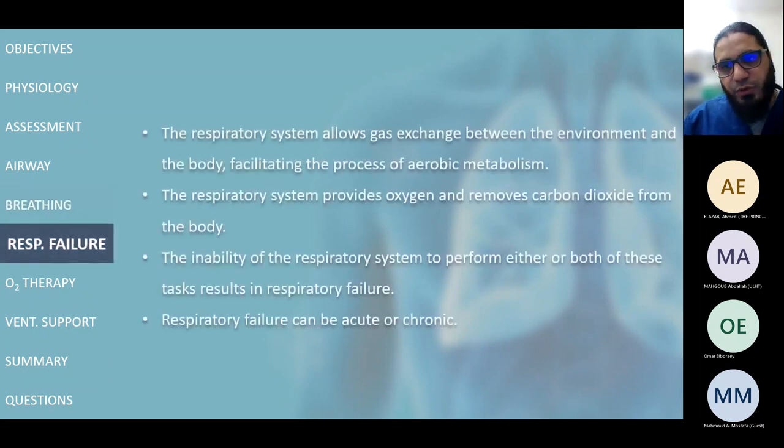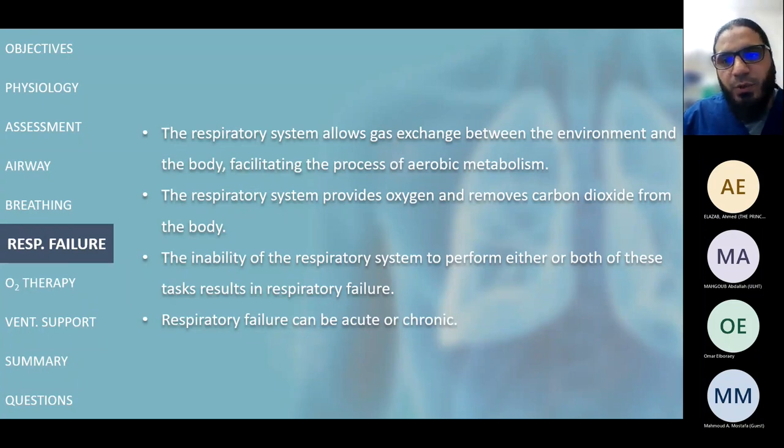If the patient has a respiratory problem, in terms, this is called respiratory failure, and we will talk about the definition shortly. As we said, the main function of the respiratory system is gas exchange between the environment and the body, which facilitates aerobic metabolism. The respiratory system provides oxygen to the body and also removes carbon dioxide from the lungs. These are the two main functions of it.